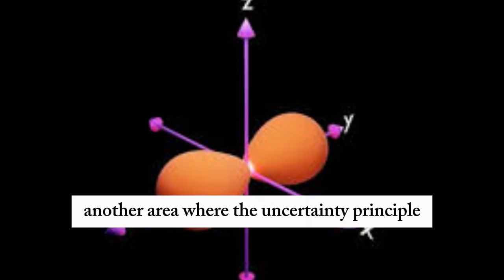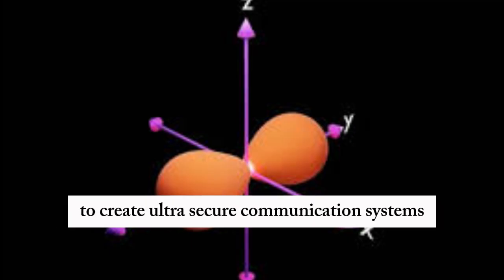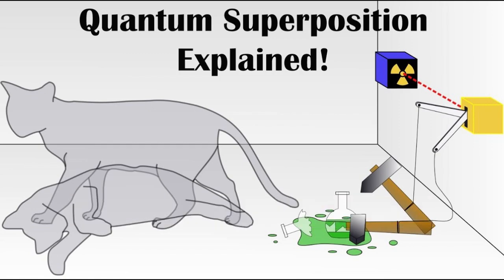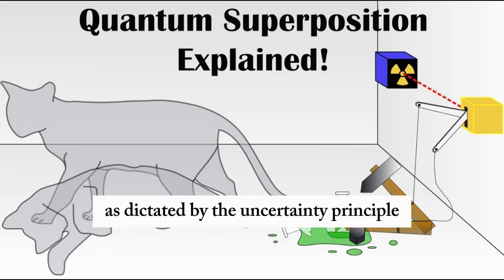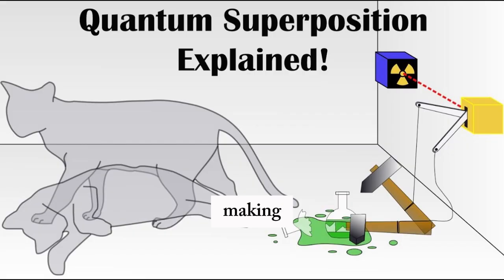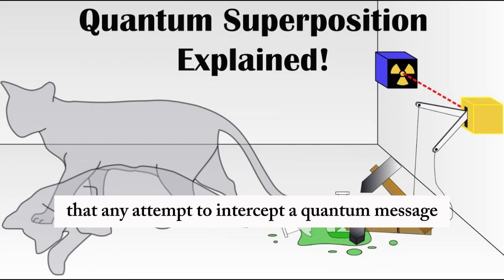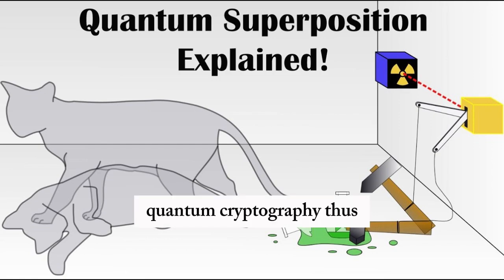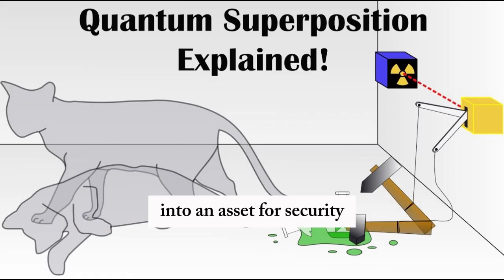Another area where the uncertainty principle plays a crucial role is in quantum cryptography, which uses the principles of quantum mechanics to create ultra-secure communication systems. Quantum key distribution, QKD, for instance, uses quantum states to generate cryptographic keys that are practically immune to interception. The act of measuring a quantum state, as dictated by the uncertainty principle, alters the state of the system, making eavesdropping on quantum communication detectable. This feature of quantum mechanics ensures that any attempt to intercept a quantum message will disrupt the system, alerting the sender and receiver to the intrusion. Quantum cryptography, thus, represents a practical application of the uncertainty principle, turning a fundamental limitation into an asset for security.